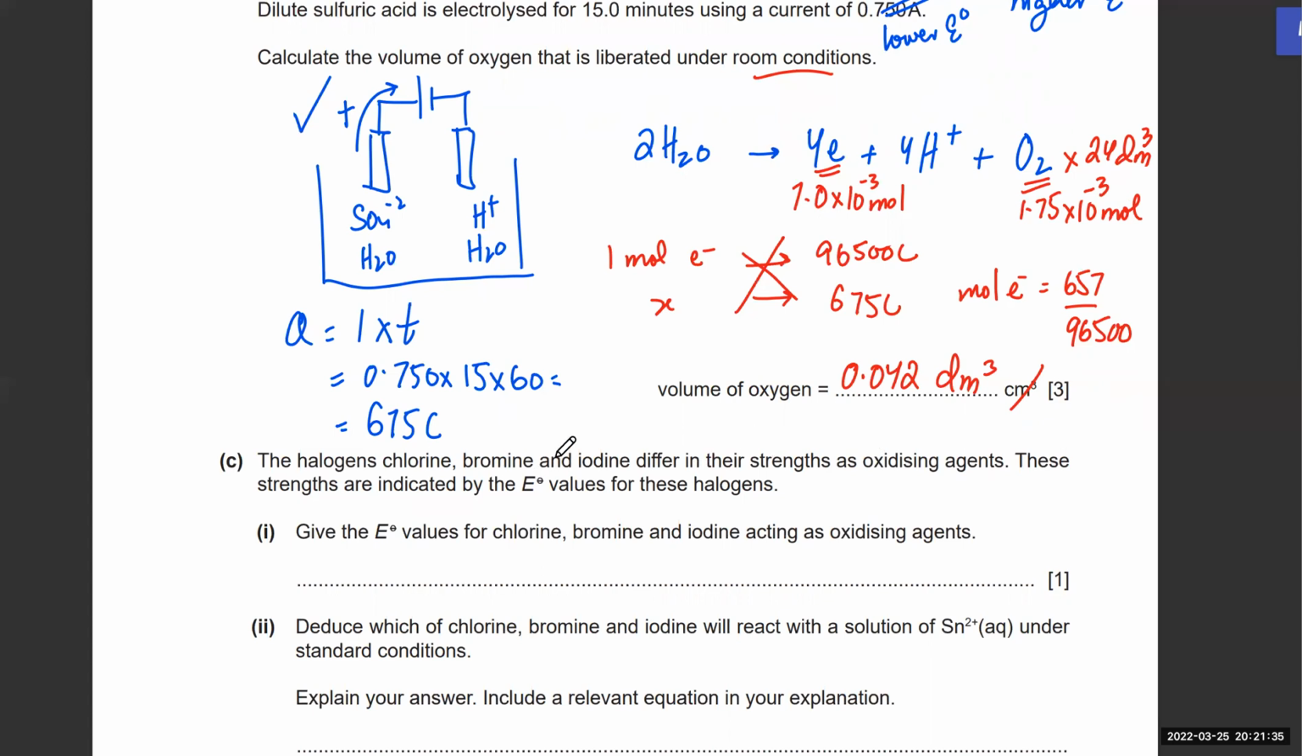The next one is the halogens: chlorine, bromine, and iodine differ in their strengths as oxidizing agents. These strengths are indicated by the E0 values for these halogens. So oxidizing agents, what does an oxidizing agent do? Does it lose electrons or gain electrons? An oxidizing agent, what does it do?